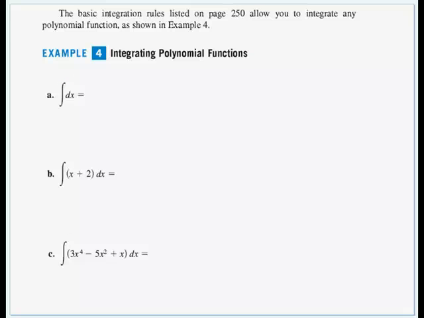So the basic integration rules listed before allow you to integrate any polynomial. And the polynomial functions are pretty easy. Let's see here. It looks like we don't have anything there at all. If it helps you to remember, there is a 1 there: 1 dx. And if we wanted to, we could have 1 times x to the 0. x to the 0 is just 1.